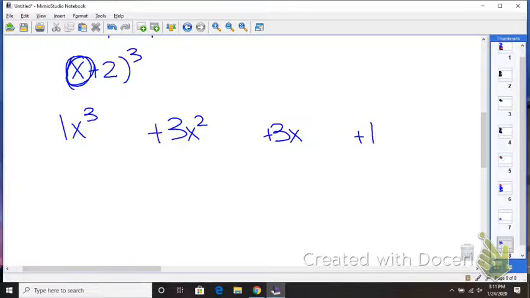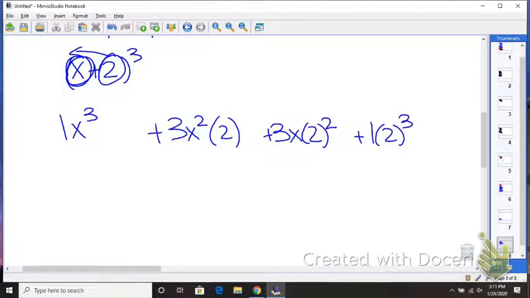So left-hand side, start on the left, work your way down. Right-hand side, you're going to start on the right and work your way to the left, doing the same thing. So here I'm going to go 2 to the third power. Here I'm going to go 2 squared. Here I'm going to go just 2, and here I got nothing.